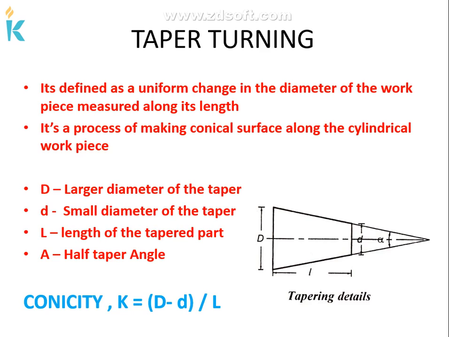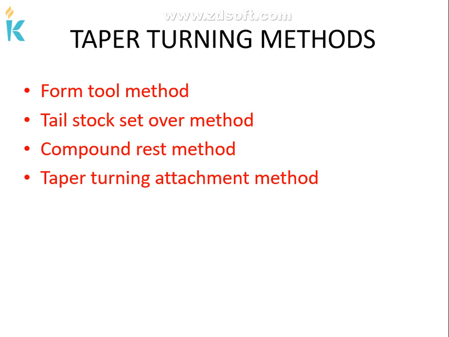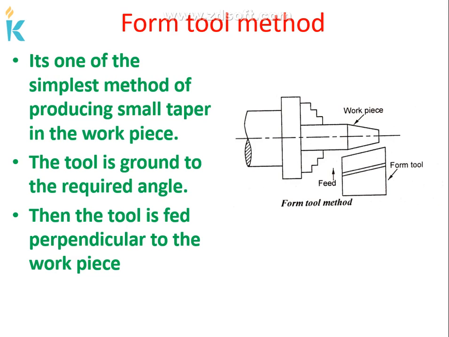So there are different methods to produce the taper turning. Here there are four methods to produce the taper turnings. One is form tool method, another one is tailstock set over method, then compound rest method, then taper turning attachment method. The first method is the very simplest method of producing a small taper in the given workpiece.